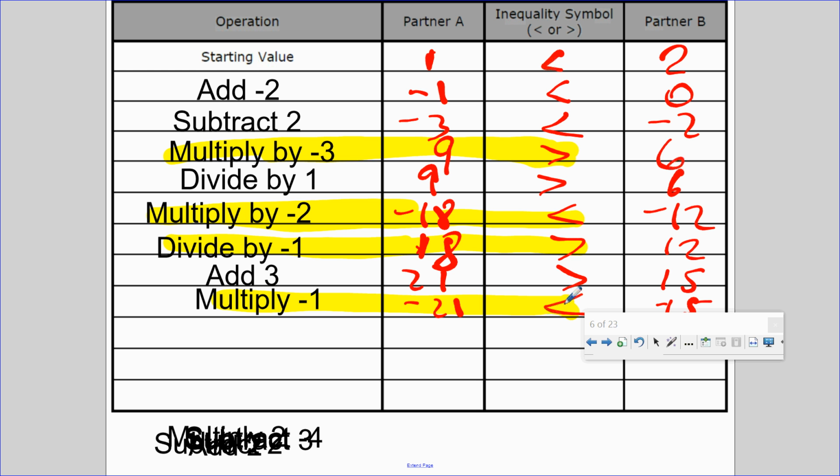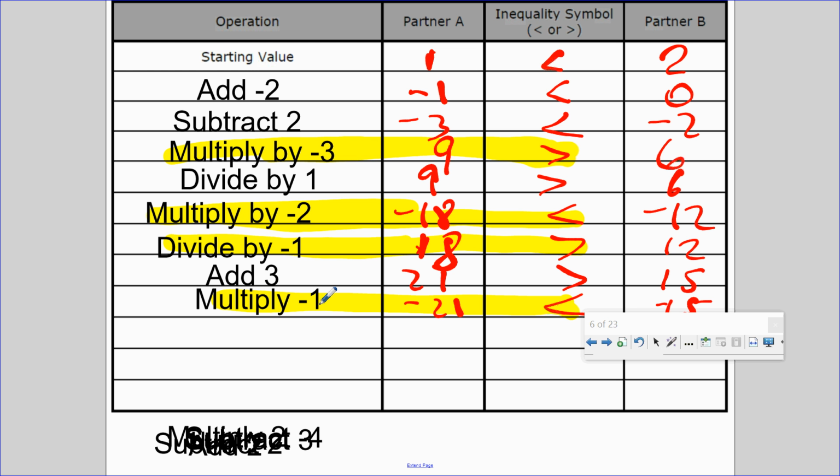Well, it never flipped over when we add or subtract. It did flip over when we multiply and divide. But there's a divide right here. What do all these have in common? Multiply by -3, multiply by -2, divide by -1, multiply by... hopefully you discover that when you multiply or divide by a negative, it flips the sign over.